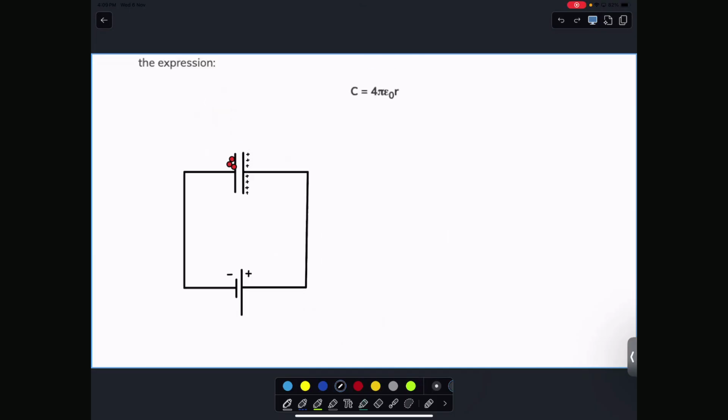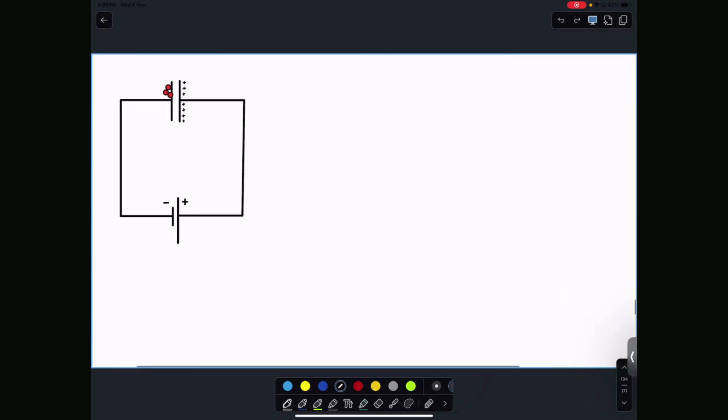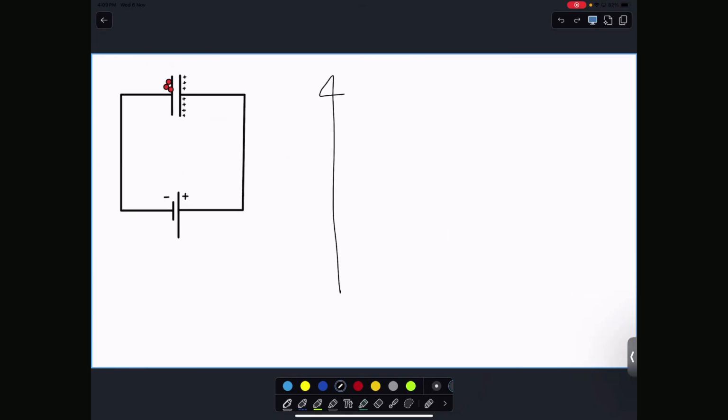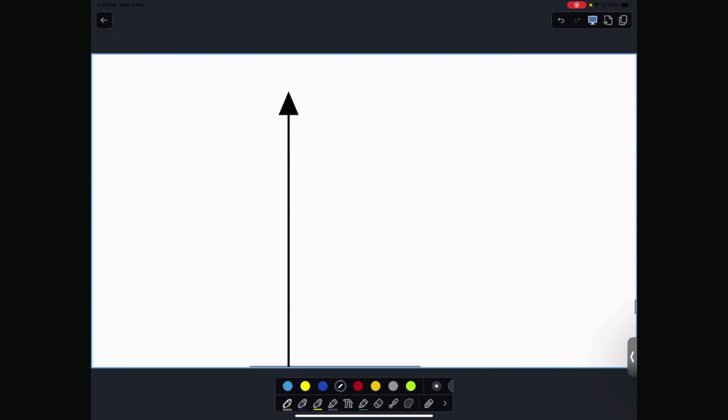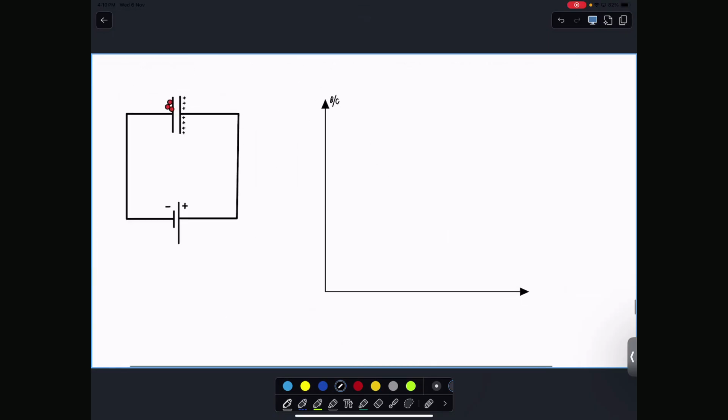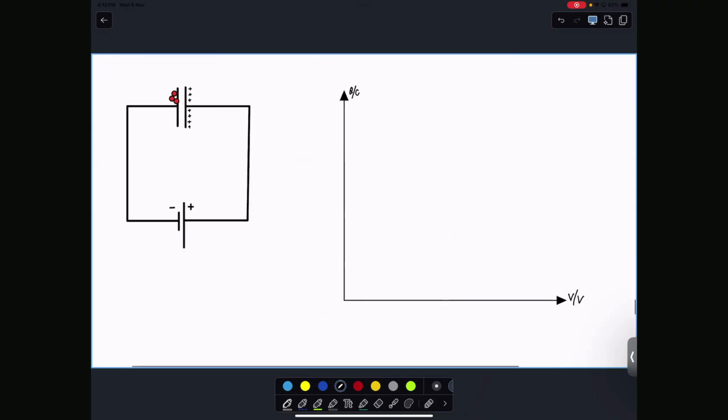So we will plot a graph here. Okay, so graph easier. We'll plot a graph for charge versus voltage. So this is going to be charge, in Coulomb, and the x-axis is going to be your voltage or potential difference. So what does the graph look like here? Let's try to understand this.